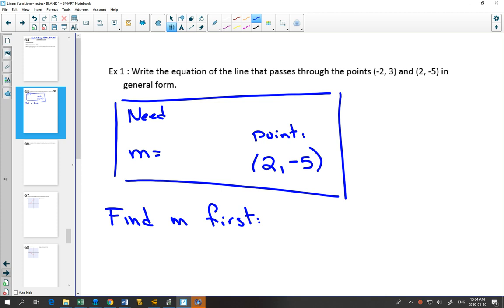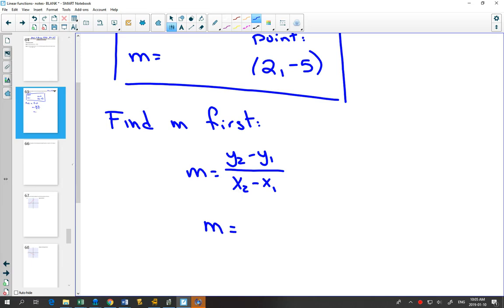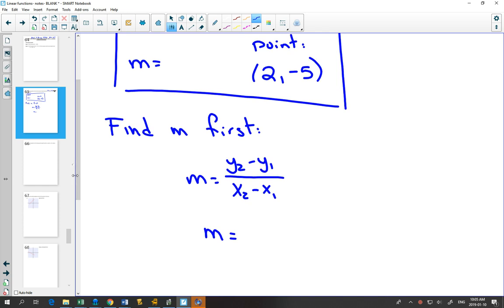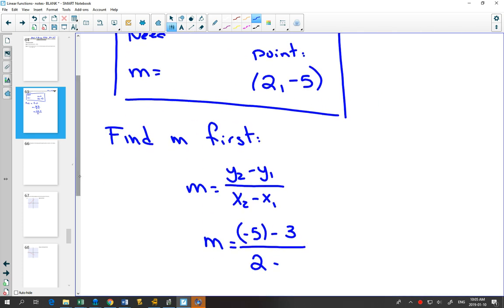We have a formula. Go to our formula sheet. It says our slope is y2 minus y1, that's our rise, over x2 minus x1, that's our run. We can go above our points and label x1, y1, x2, y2, and plug it in. So our slope will be y2, negative 5, minus y1, which is 3, over x2, which is 2, minus x1, which is negative 2.